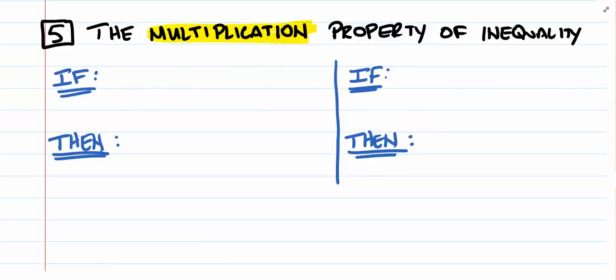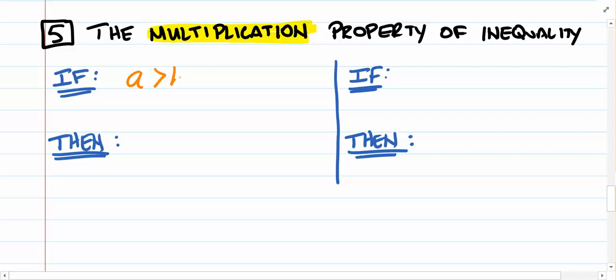Box number 5 is the multiplication property of inequalities. So let's begin. Let's say I have 2 numbers, and I say that A is greater than B. And then I tell you that there's another number C which is greater than 0. So that just means that it's positive. Well, then it must be true that if I multiply both sides by C, A times C will still be greater than B times C.